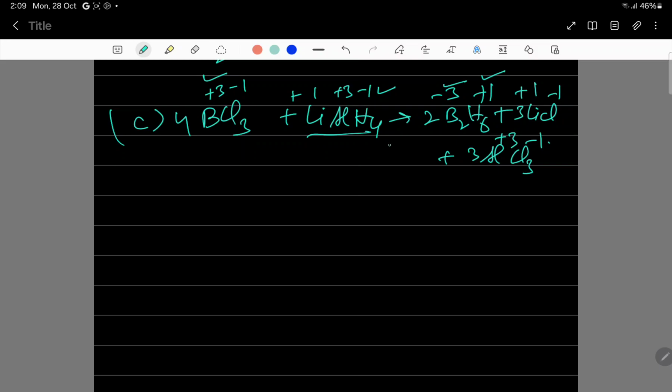Further, hydrogen is added to BCl3, but it is removed from lithium aluminium hydride. Therefore BCl3 is reduced while lithium aluminium hydride is oxidized. Therefore it is a redox reaction.